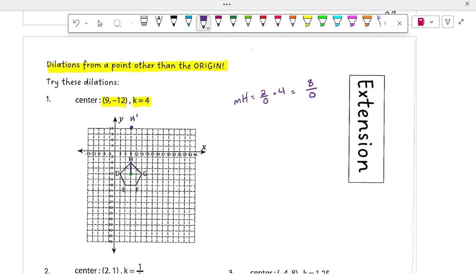And I'm going to do the same thing to the rest of them. My slope of D, I don't go up or down anything, but what do I go to the other side? I go left 2. So I'll write that as a negative 2. Times it by 4. So I go up nothing and to the left 8. So I count 1, 2, 3, 4, 5, 6, 7, 8.